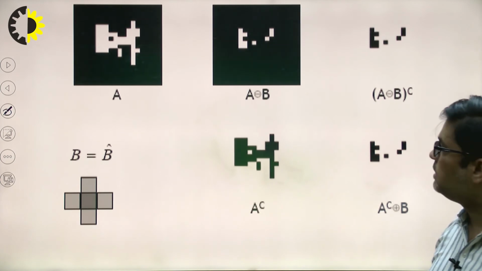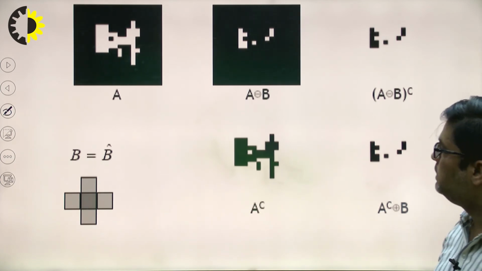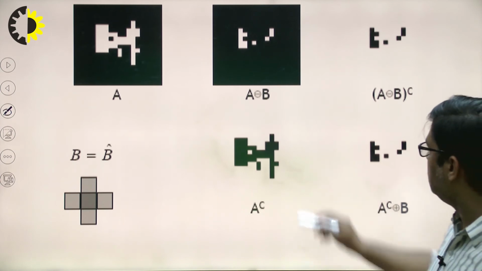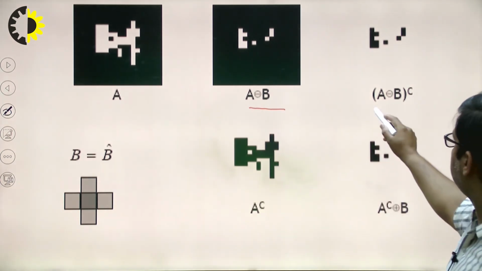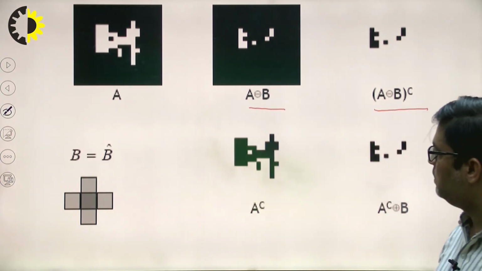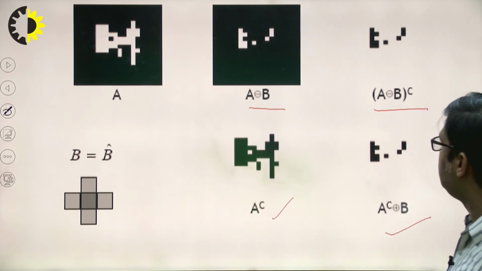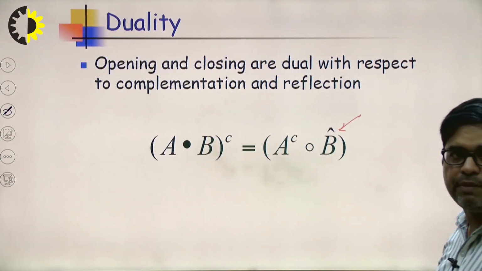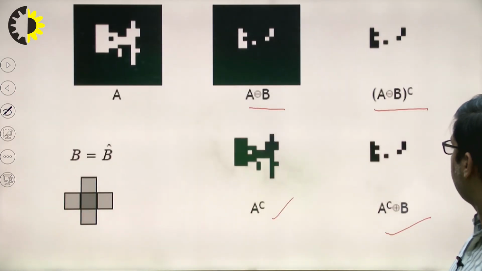So here are the examples. Some images are given to us. A is given to us, B is the structuring element, and whenever we apply the erosion operation, this will be like that, and the complement of this erosion is this one. This is A complement, and A complement eroded by B is equal to this one. So here it is actually the proof of the previous one: the complement of A • B is equal to A complement ∘ B.